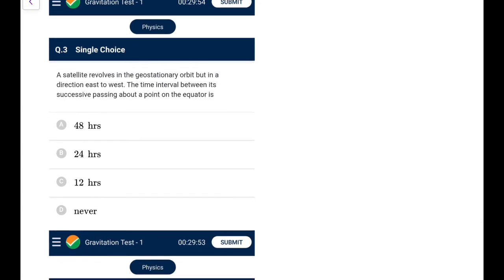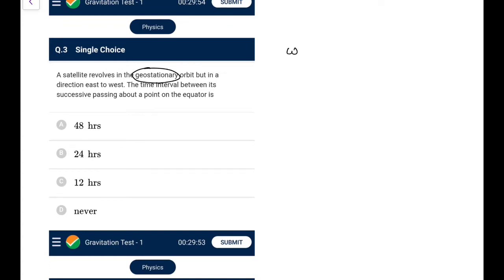A satellite revolves in the geostationary orbit. Geostationary means the time period would be 24 hours. Omega is omega of earth, but in a direction east to west. You know the earth rotates from west to east, but this is revolving from east to west. The time interval between its successive passing about a point on the equator is?